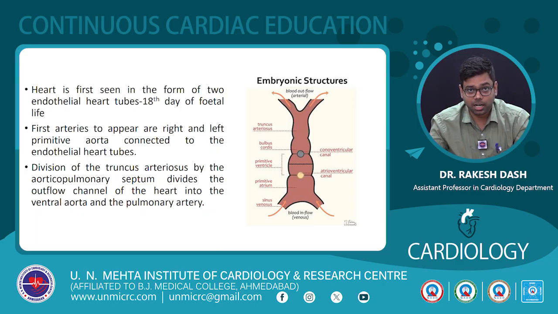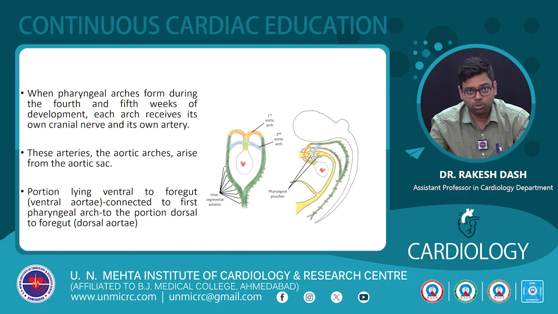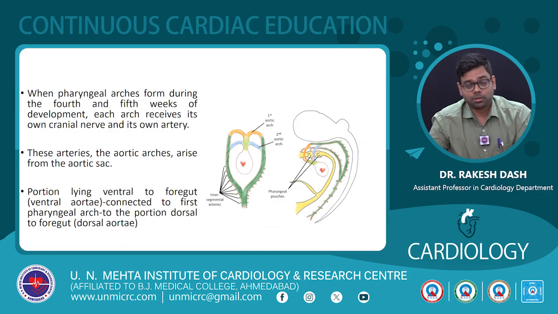Division of the truncus arteriosus is by the aortopulmonary septum, which divides the outflow channel of the heart into the ventral aorta and the pulmonary artery. So this is the formation of aortopulmonary septum, which connects the RVOT to the pulmonary artery and LVOT to aorta. Coming to the formation of aortic arches from the primitive aorta.